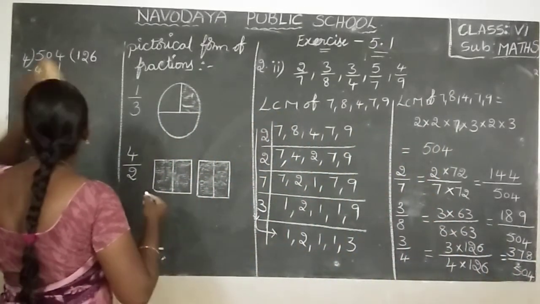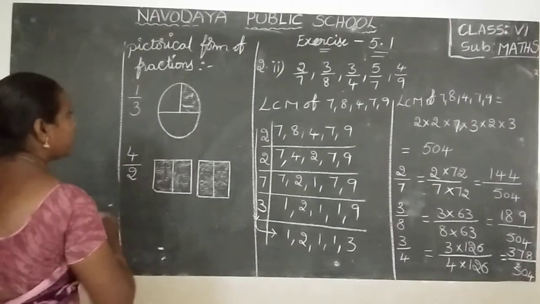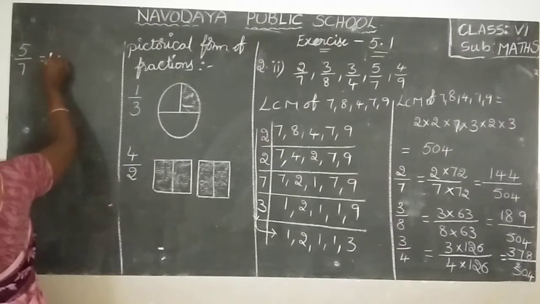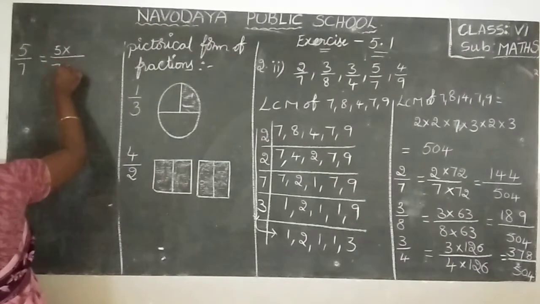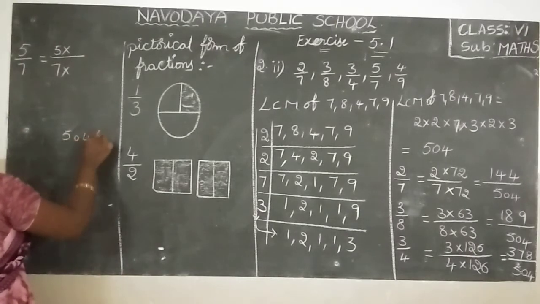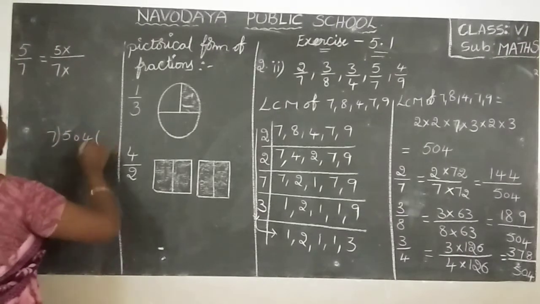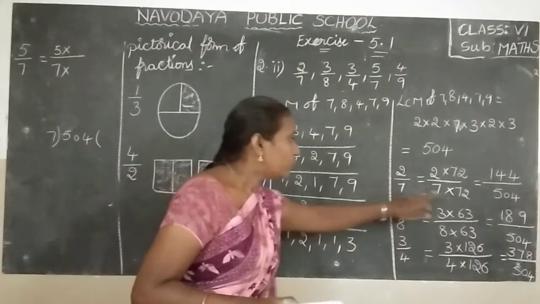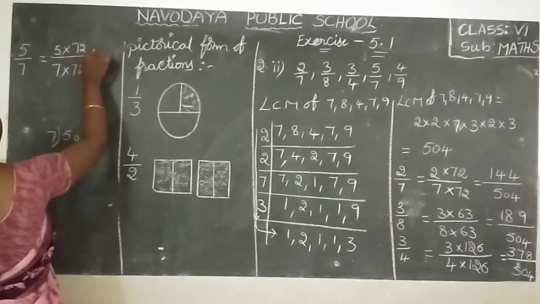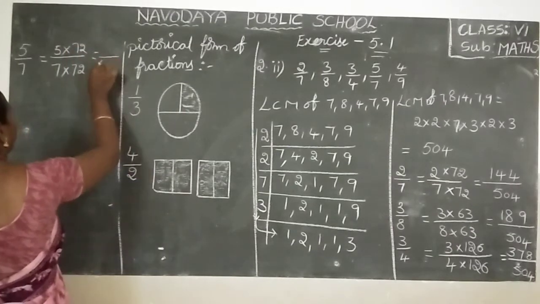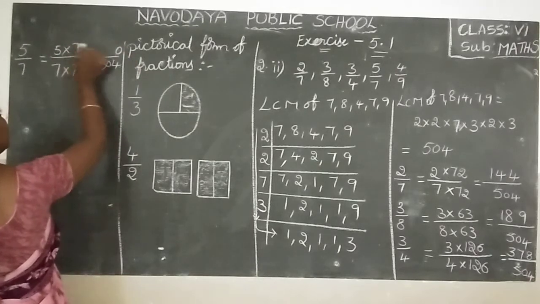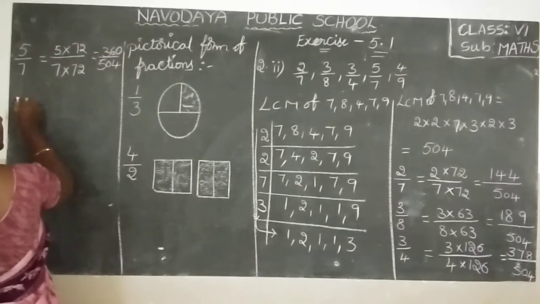Next, take the next fraction, 5 by 7. That equals 5 into what, 7 into what? To get that number we have to divide 504 by 7. So already we did that problem here. So how many times? 72. So 7 into 72 is 504, and 5 into 72: 5 2s are 10, 5 7s are 35 plus 1, 360.